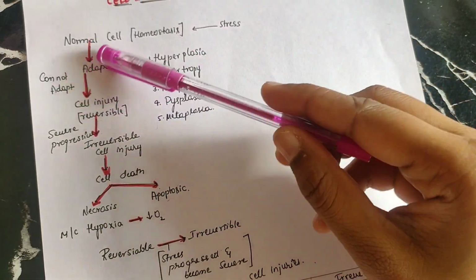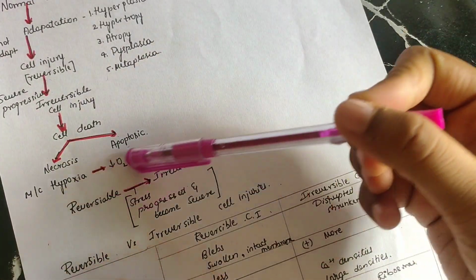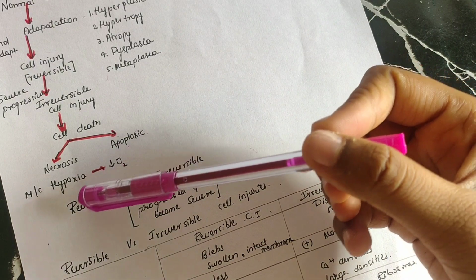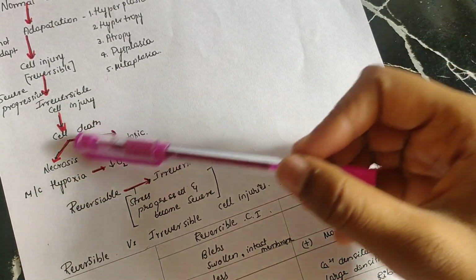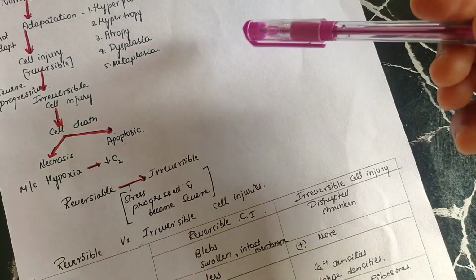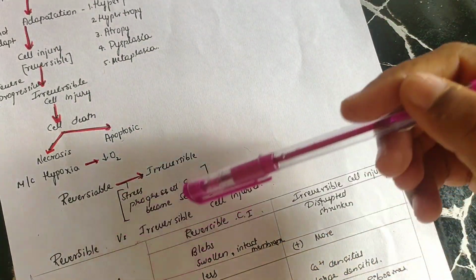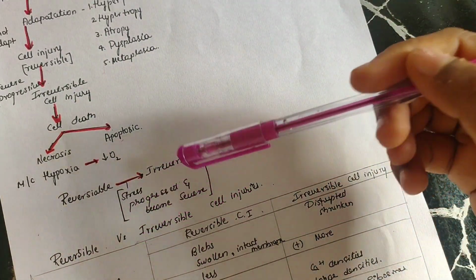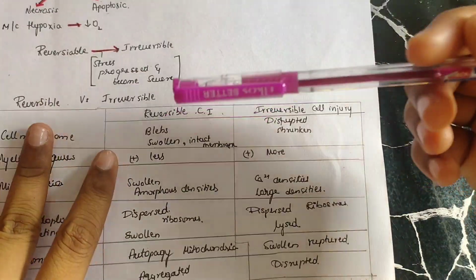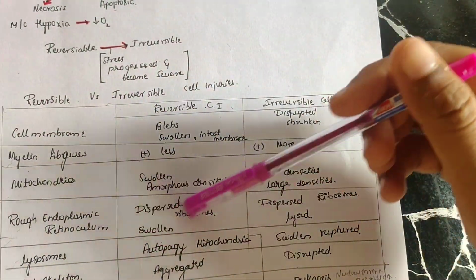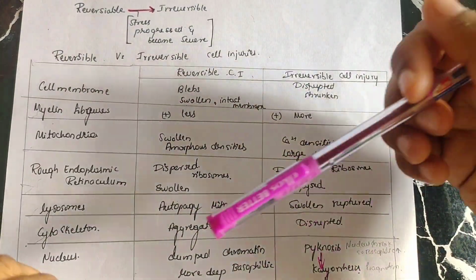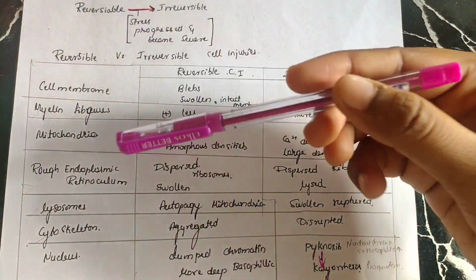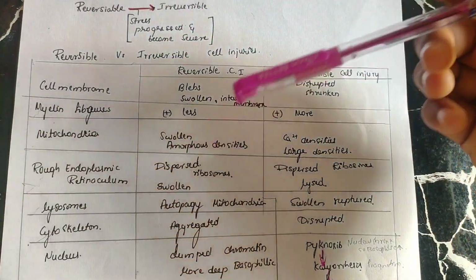Mainly this cell injury is due to hypoxia. The most common reason is hypoxia. Hypo means decrease, like a low level, and oxia means oxygen. A low level of oxygen is hypoxia. When the stress becomes severe and progressive, it becomes irreversible cell injury. We'll discuss how the cell structure appears during reversible and irreversible cell injury, considering each and every organelle of the cell.